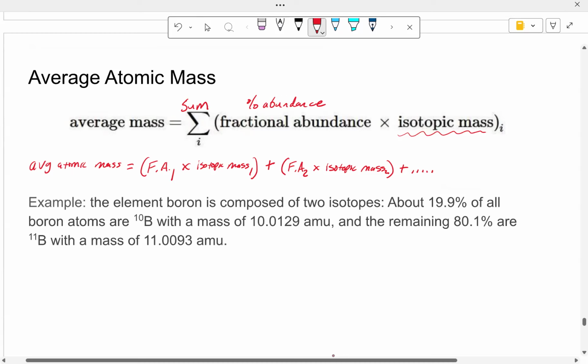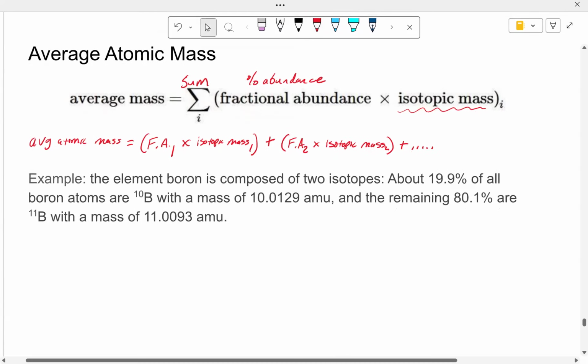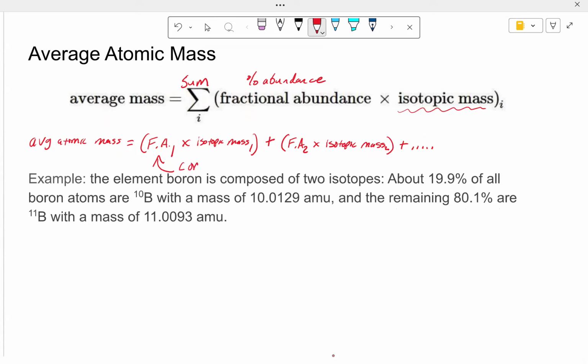Now, here's the important thing. This is one of the most common mistakes students make when handling this equation. It's a fairly simple equation. The math is easy to put into a calculator. But what most students forget is they forget to change the percentage to a decimal.